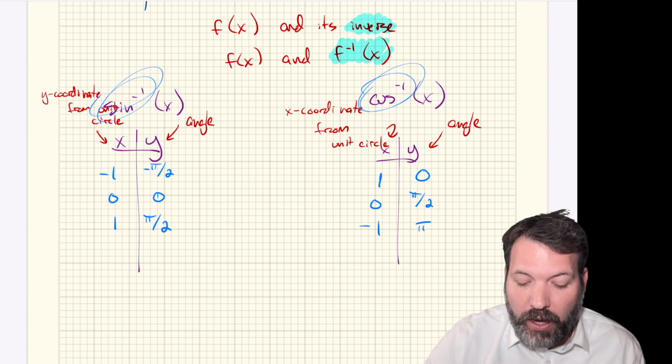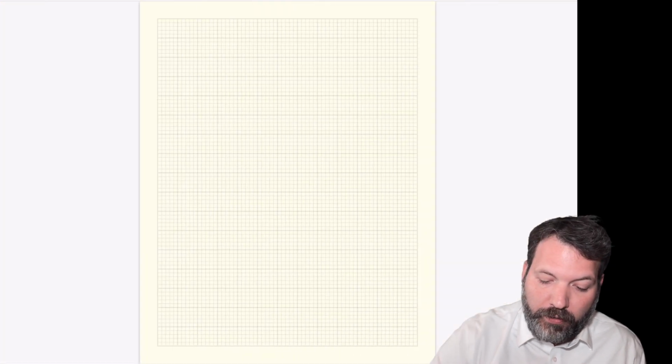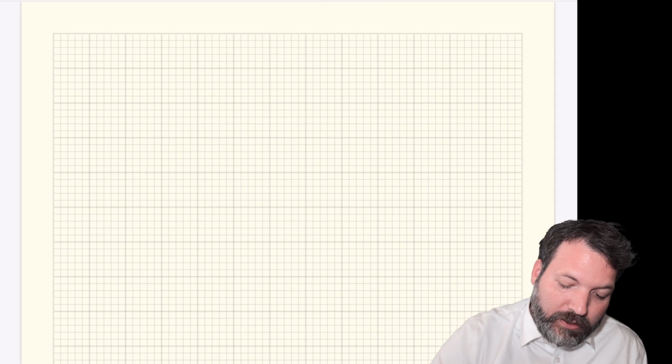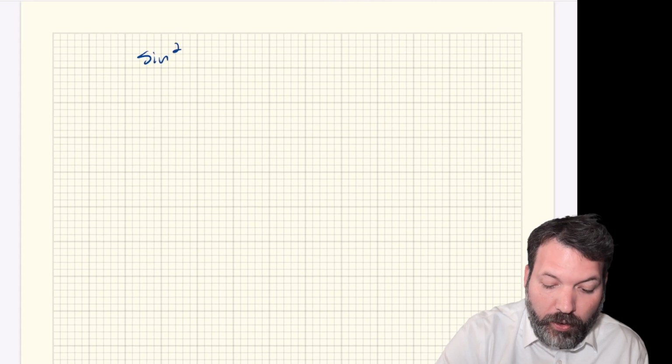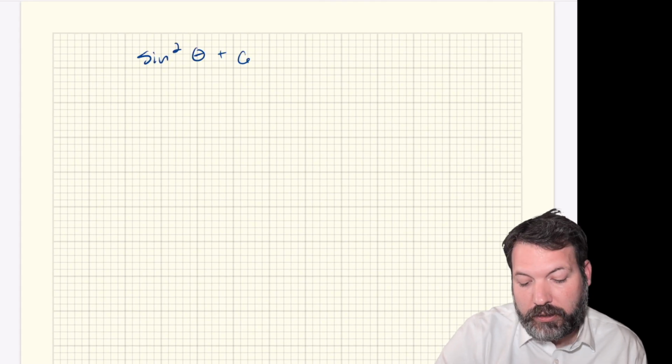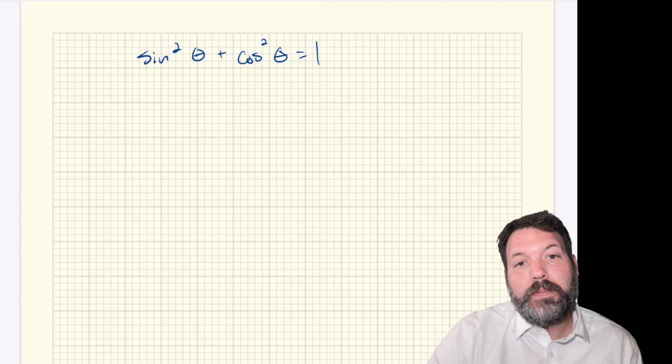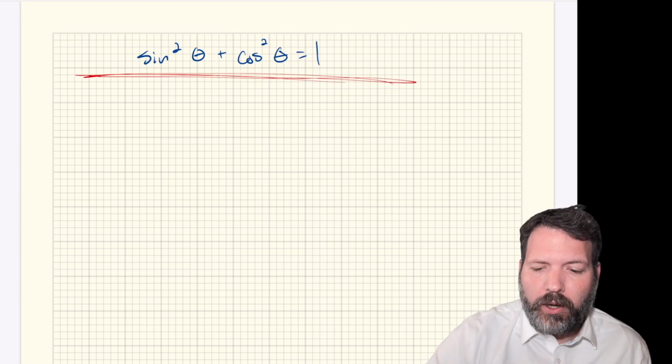So that's one use of function notation with trigonometric functions. The other use, the one that came up in that other video I did earlier, is when we write things down like sin² theta plus cosine² theta equals 1. So here's what's going on when we write this down.